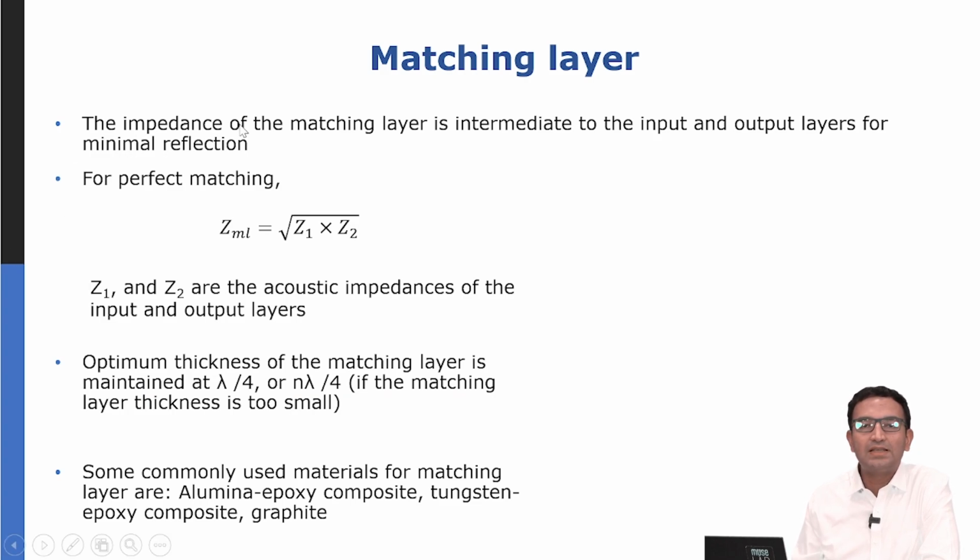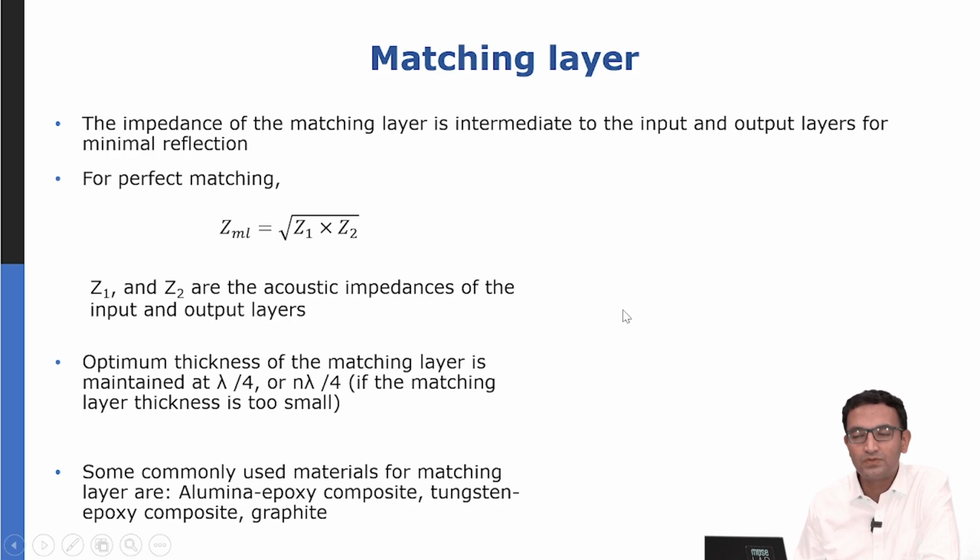So how do we design this matching layer? The impedance of the matching layer has to be intermediate compared to the input and output layers for minimal reflection. Here the input layer is the layer through which the input is passing, that is the crystal, and the output is tissue. For a perfect matching layer, the impedance has to be the square root of Z1 times Z2, where Z1 and Z2 are the acoustic impedances of the input and output layers, in this case the crystal and the tissue. Also, the thickness of the matching layer is typically maintained at lambda by 4. This is what enables impedance matching.